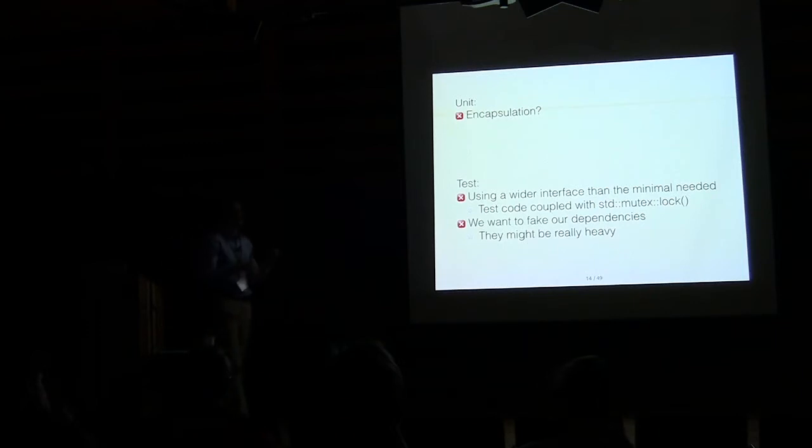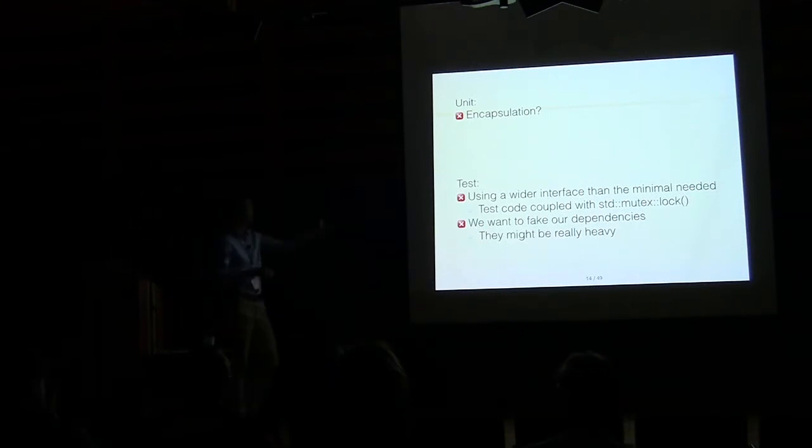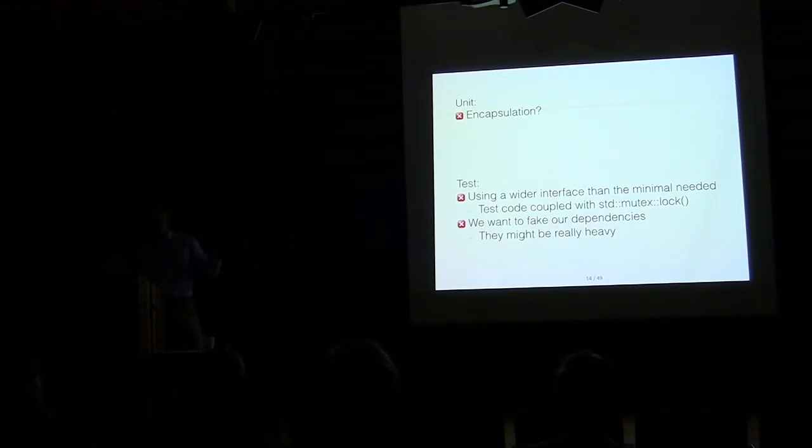And regarding the test, we are using std mutex lock. So we are using a wider interface than has been used in the unit itself. So we are relying on the mutex implementation and how the mutex itself works in the test code. So this is not a good thing, because the test will be more dependent on the std mutex behavior. Also, we tend to forget the basic goal, which is to try to replace the heavyweight dependencies. So we are not replacing anything here. And imagine if this member was not a mutex, but, for example, something which represents a database connection. We definitely would want to replace that with some sort of a testable, right?